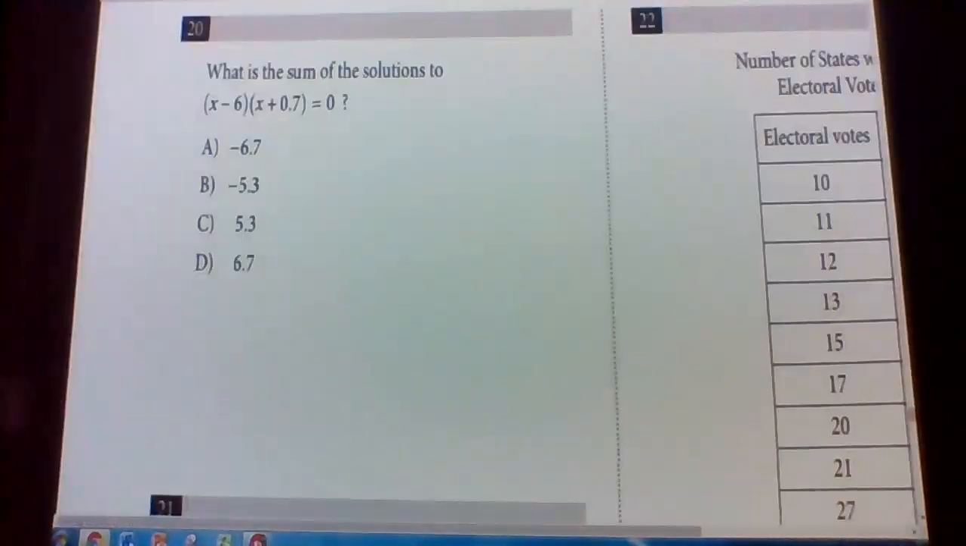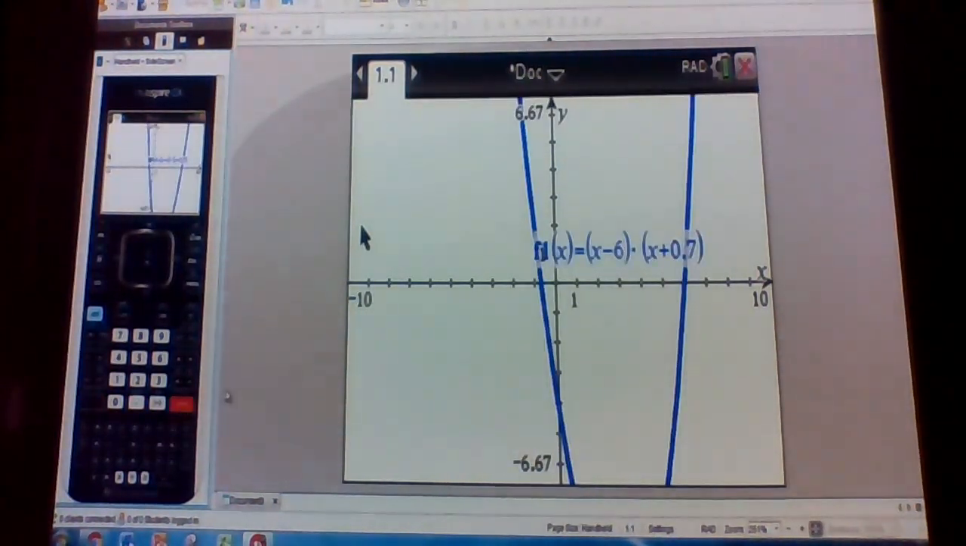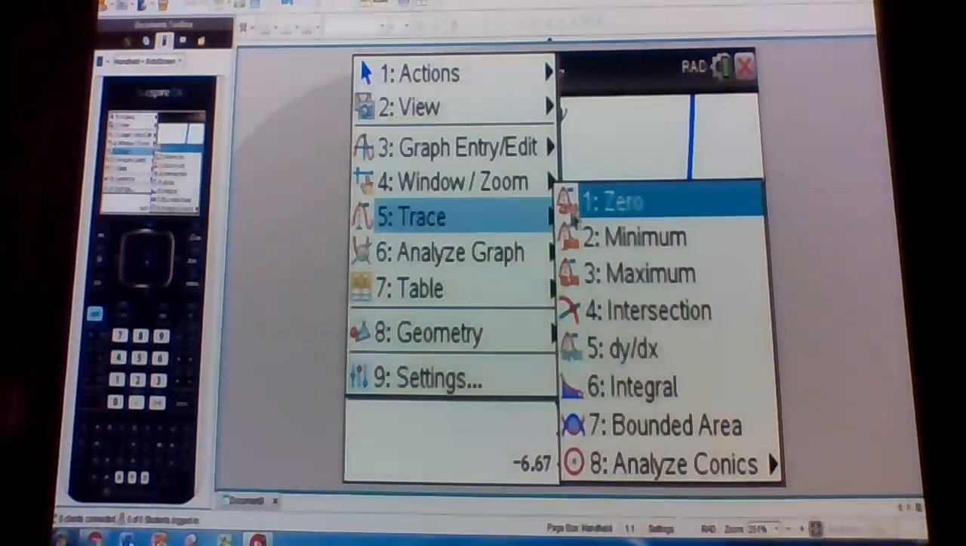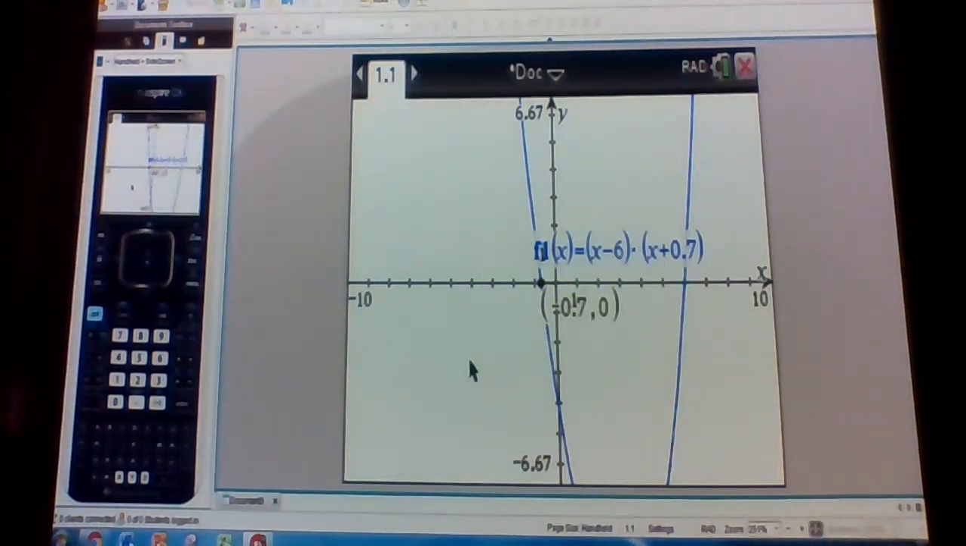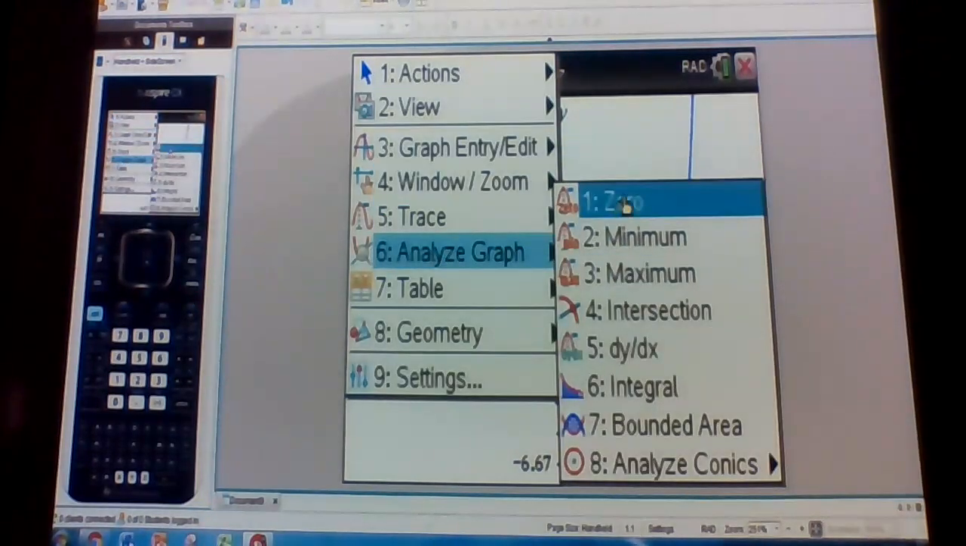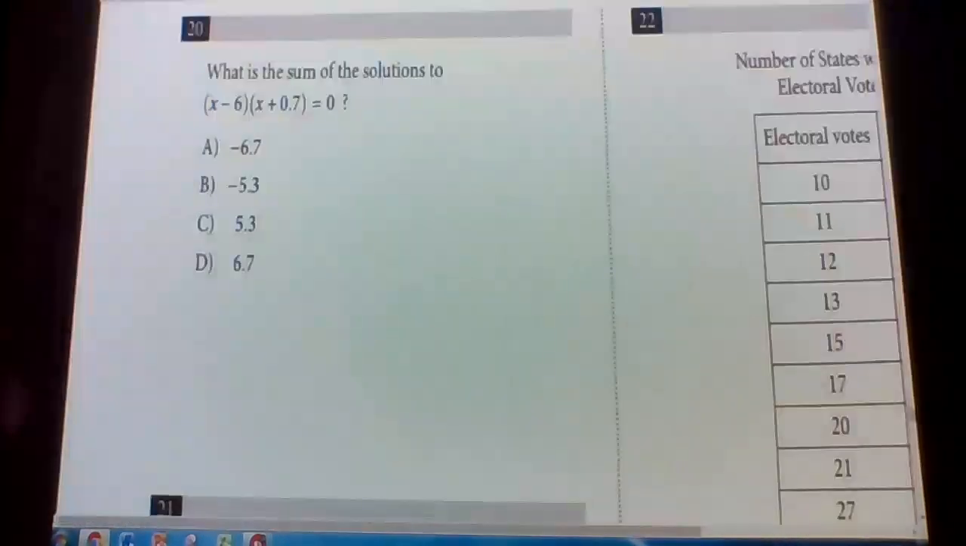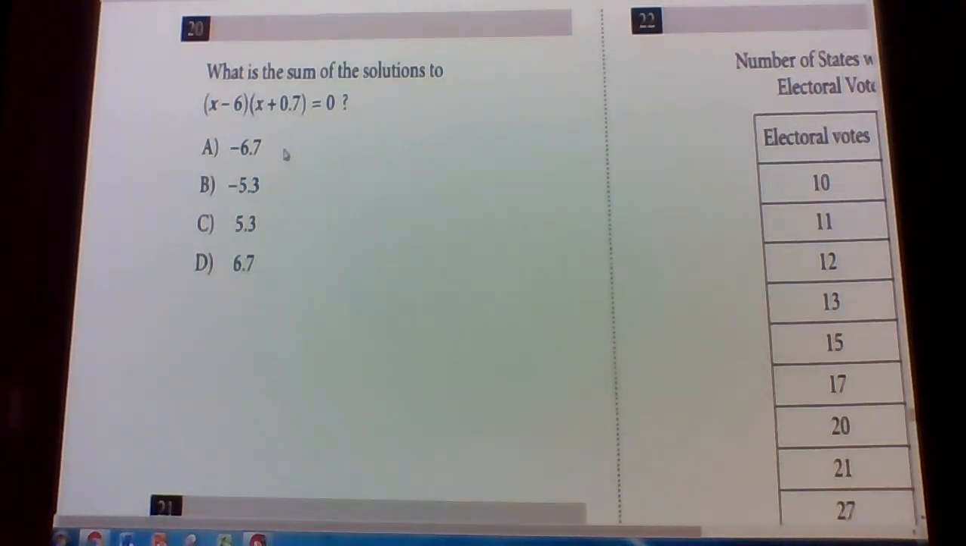Okay, and then we have x plus 0.7. Okay, and now we want our x-intercept, so we use menu, analyze graph, zeros. So we have 0.7, and we have 6. So negative 0.7 and 6, and then it wants the sum of those numbers, so negative 0.7 plus 6 is going to be 5.3.